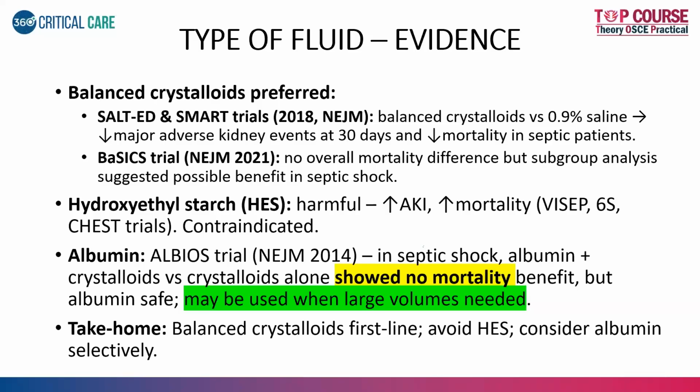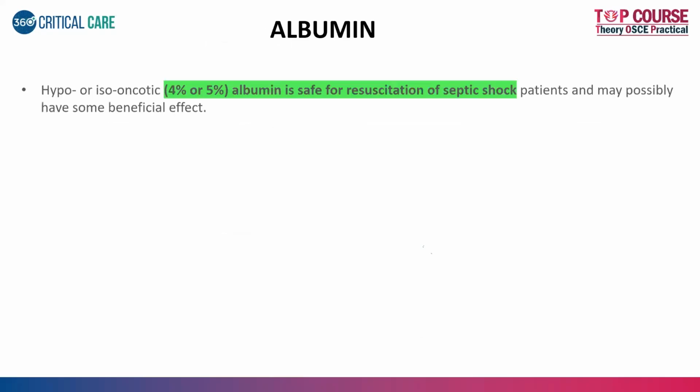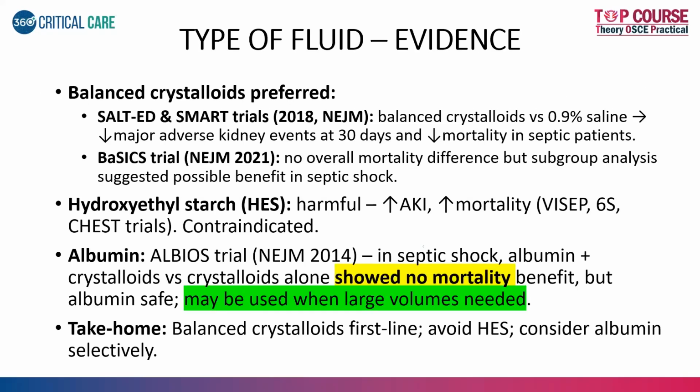Majorly they will focus on this. The ALBIOS trial did not show any mortality benefit. Only thing is, even in SSC guidelines, they say if there is a large volume resuscitation which is happening, then you can think about using albumin. What exactly is the percentage of albumin, whether it is 20% albumin, 5% or 4.5% albumin, that needs to be discussed. So remember, balanced crystalloids is the first choice as compared to colloids in the type of fluids in sepsis management.